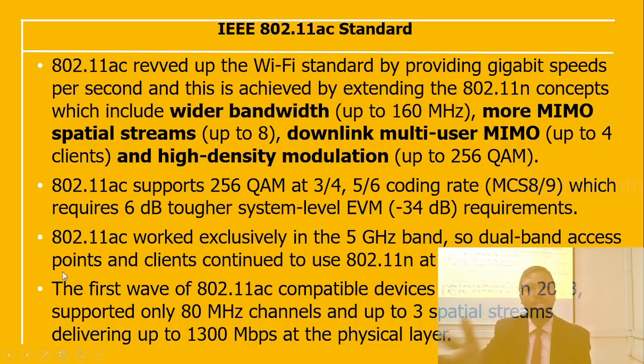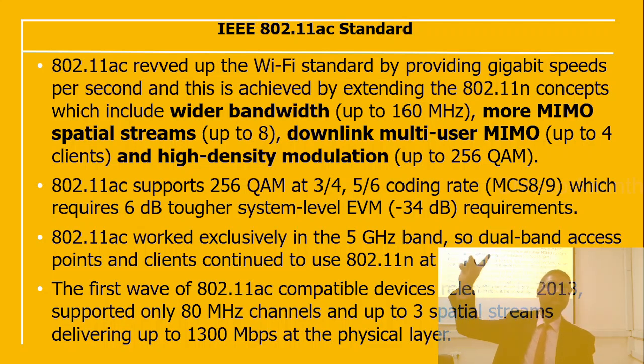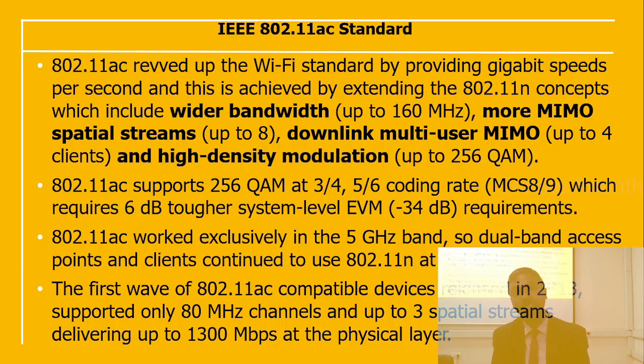Okay, so 11AC, of course, is available in the 5 GHz band. So with a dual band access point, clients still continue to use the 802.11n standard at 2.4 GHz. The first wave of 802.11ac compatible devices was released during incoming. That supported 80 MHz channels and up to 3 spatial streams, which delivers up to 1300 megabits per second at the physical layer.